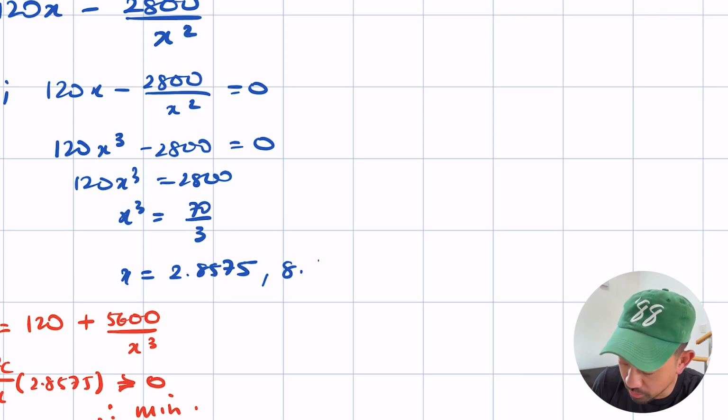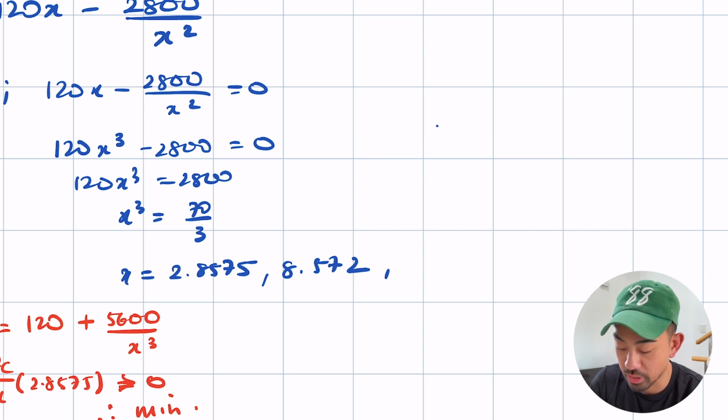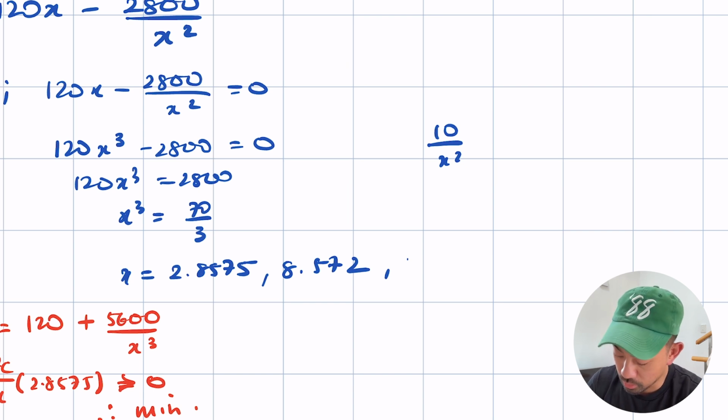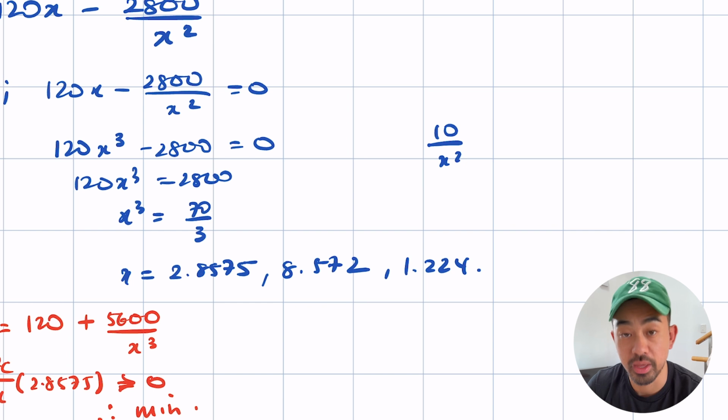which is 8.572. And then I'm also going to have a 10 over x squared. So what's that going to be? 10 over 2.8575 squared. So it's going to be 1.224. So there are your 3 dimensions.